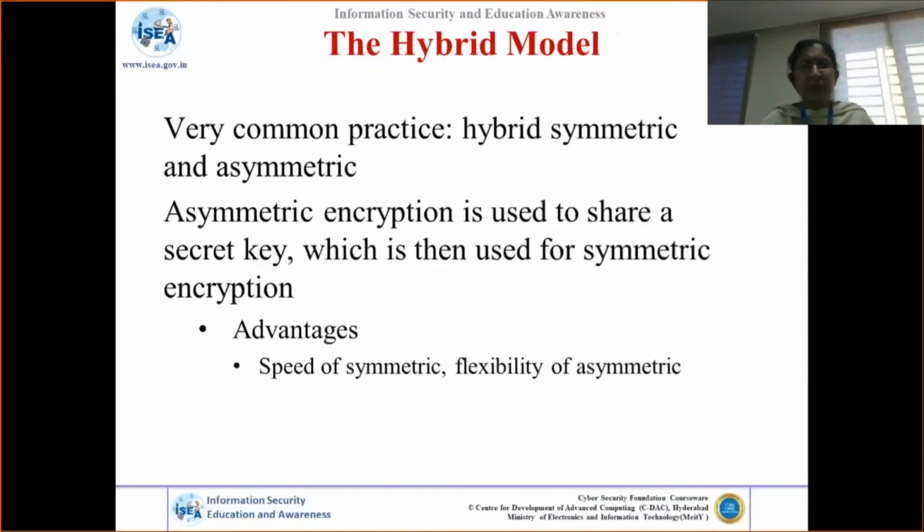Normally, as I told you, one algorithm will not help us provide the different services. We require different algorithms. We need a hybrid model. Asymmetric key encryption, or public key algorithm, is used to share the secret key. It can be RSA or it can be Diffie-Hellman. Later, once the secret key is shared, it is used for symmetric encryption so that the bulk data can be encrypted. So we get the speed of symmetric as well as the flexibility of asymmetric. We take both of these advantages in our model, so a hybrid approach is used.